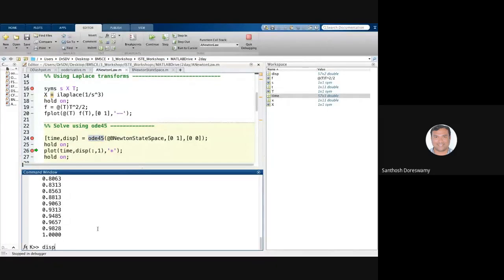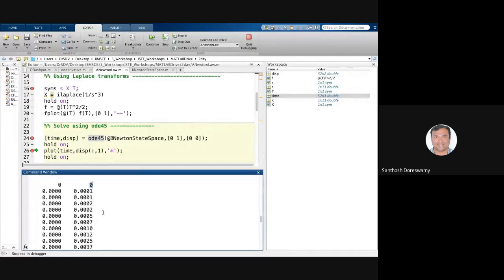And I said this, it will give me a vector which is a 2-column vector, okay, of displacement and velocity. So the solver will solve the differential equation by estimating both the displacement as well as the velocity. The first column is the displacement, and the second column is the velocity.